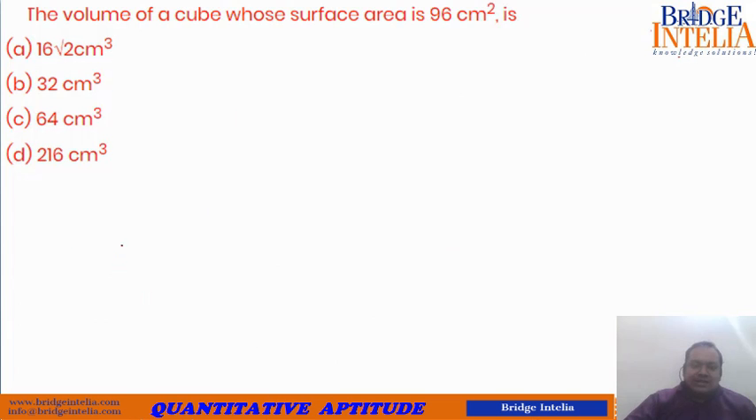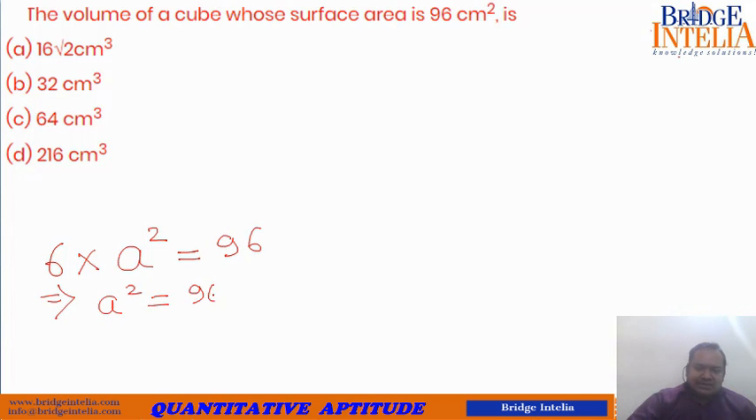So we know that the formula for surface area is 6 times a square, where a is the length of one edge. So this is given already. So this is given to be equal to 96. So from here you can find out that a square is equal to 96 by 6, which is equal to 16. So a will be equal to square root of 16.